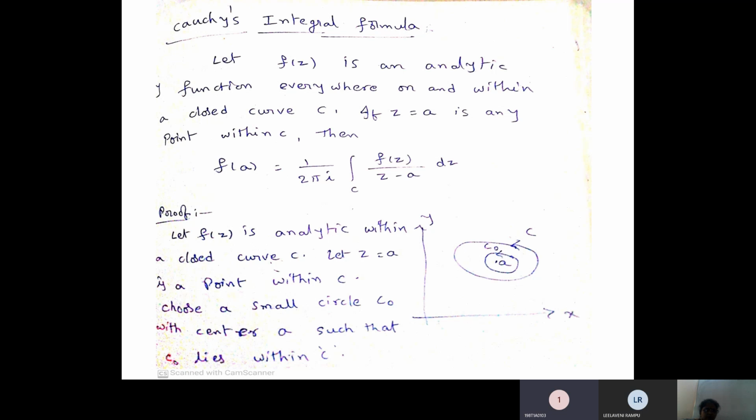Let us see the proof. Let f(z) be analytic within a closed curve C. z equal to a is a point within C. So, given that f(z) is analytic within a closed curve C and z equal to a is a point within C, choose a small circle C0 with center a such that C0 lies within C. So, look at the diagram.